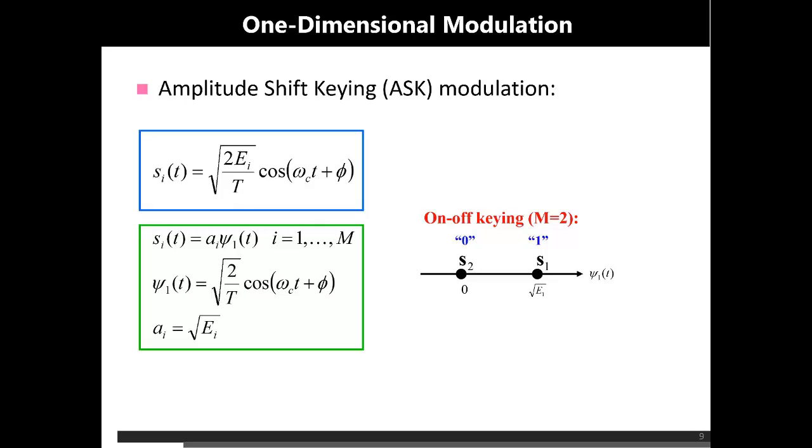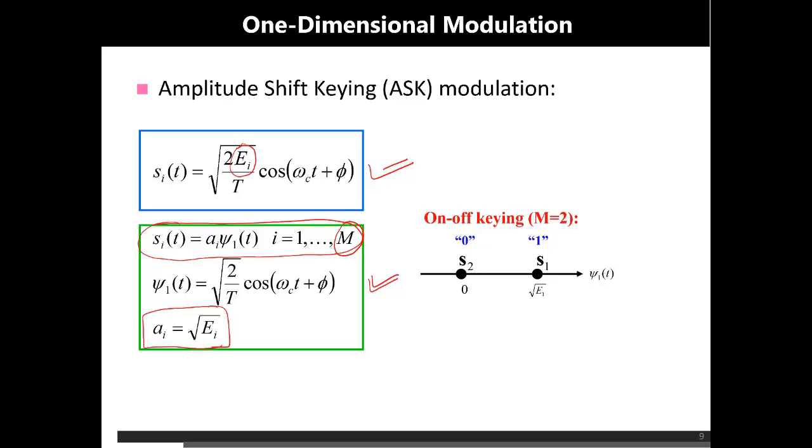So if the basis function is psi1 of t, we only scale it with ai. If you compare this equation with this basis function, there is only one difference, the square root of Ei. So if I make ai equal to square root of Ei and combine these two equations, I will get this. Irrespective of the value of M-ary, the same equation will be used for the generation of transmit pulses, and ai will be equal to square root of Ei, where Ei is the energy of the ith symbol.